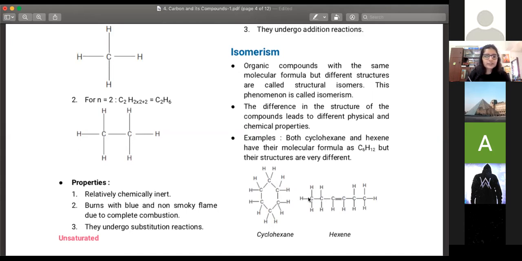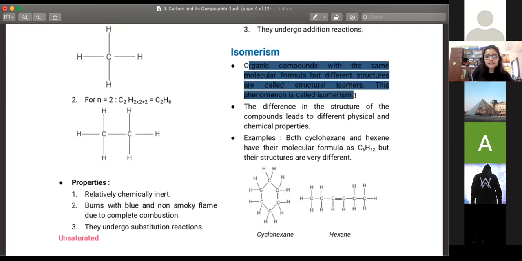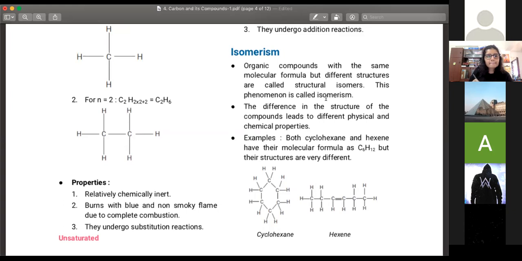Can you show the butane example? Yeah, has everyone copied this? Can I change the screens? Just a second.